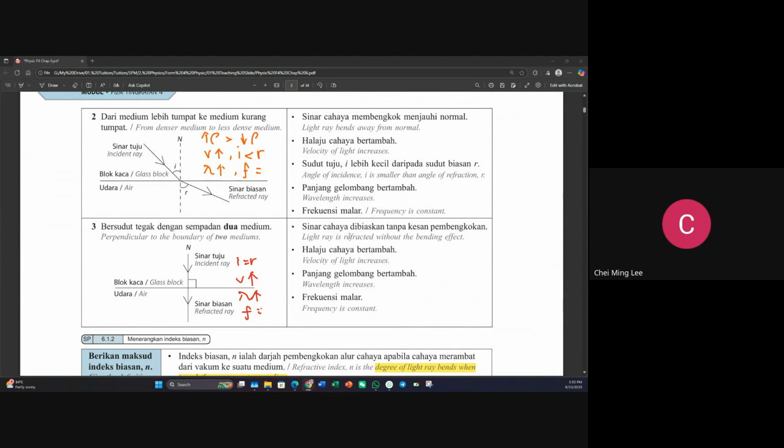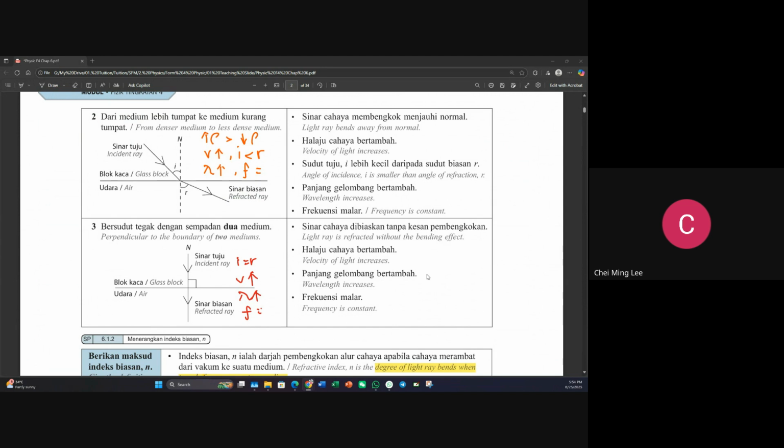Okay, so the velocity of light increases, because it's from denser to less dense. Wavelength increases, the frequency is constant. See, this is from denser to less dense. If it goes back from less dense to denser, the velocity will decrease.